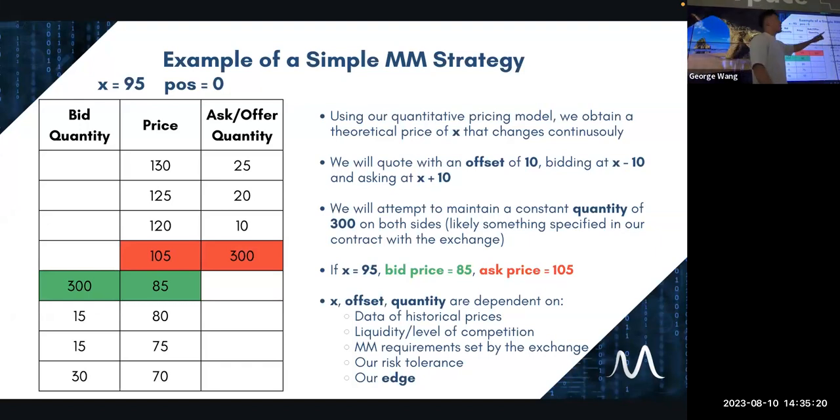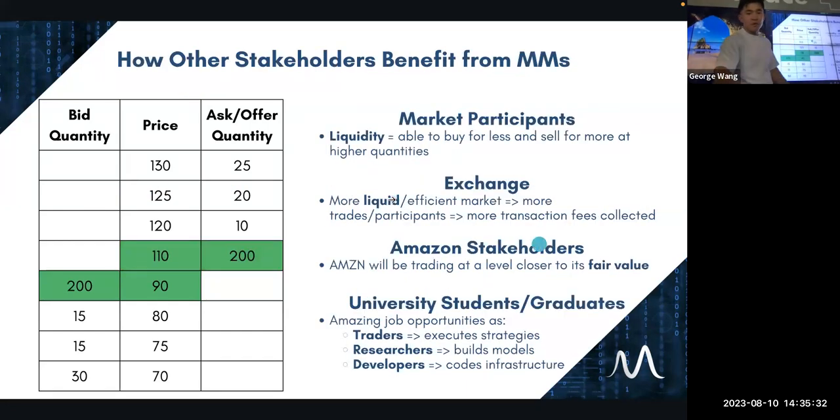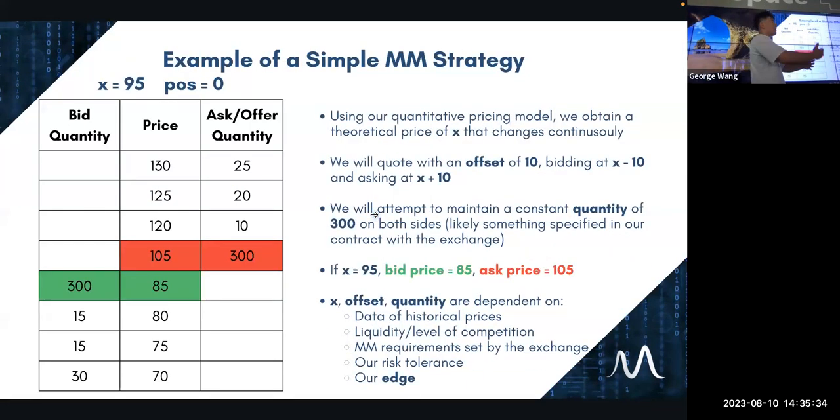And they will be quoting with an offset of 10. So as you can see, the offset of 10 means that they'll be bidding at 10 units lower than 95 and asking at 10 more. So you see, that's what they're doing. Instead of doing that, they're more reflecting their theoretical value. Does that make sense, everyone? So they're working around what they think the value is.